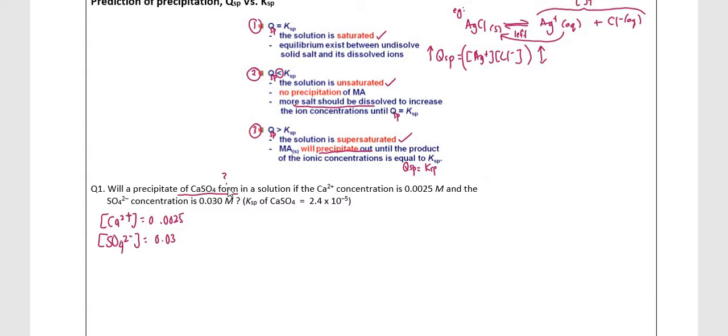Adakah mendakan terbentuk? If the question asks you about mendakan terbentuk ataupun tidak, you terus kena ingat these three conditions. If you ingat these three conditions, that means you kena cari QSP. Alright? So, if you want to write the QSP expression, you must start with the dissociation equation of your ionic compound. This is your ionic compound, calcium sulfate.